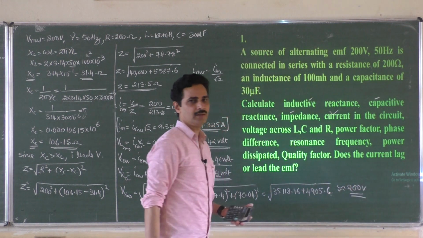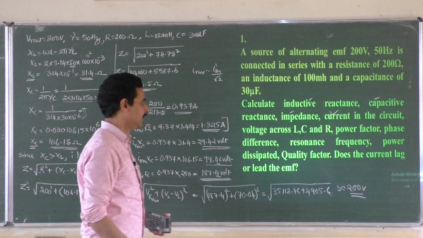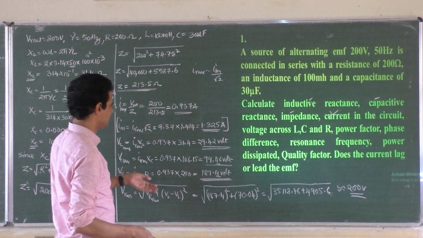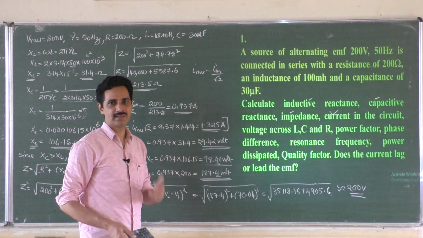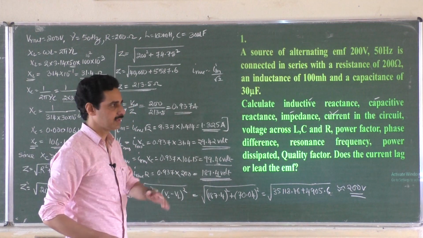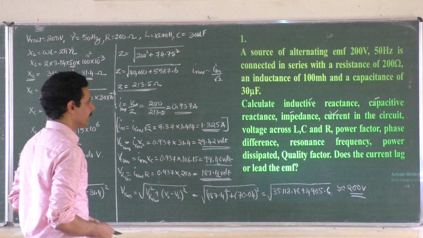You get it? So it is not the direct addition. That's why I have taken it. So voltage across L, C, R, when they are simply added as scalars, you don't get the answer. You have to use the phasors, which represent the phase difference. Okay, so it is not finished.